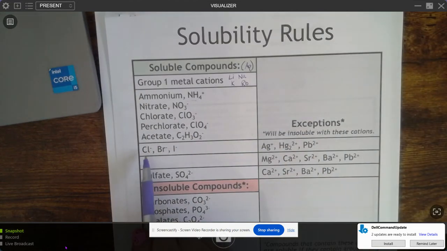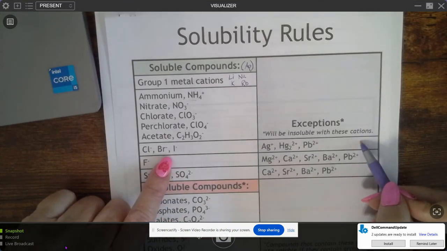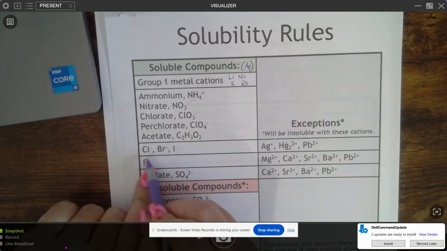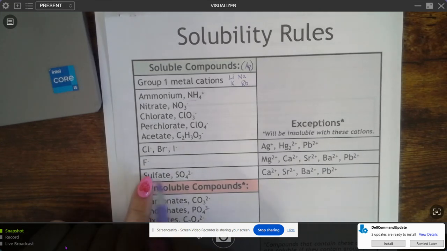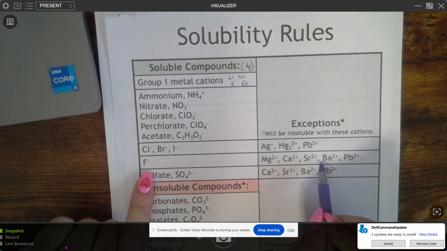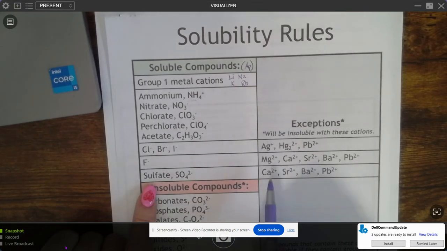Any compounds that contain chloride, bromide, or iodide will be soluble except silver, mercury, and lead compounds. So silver chloride, silver bromide, silver iodide. And then fluorides will be soluble except magnesium, calcium, strontium, barium, and lead. All right. And then all sulfate compounds will be soluble except calcium, strontium, barium, and lead.